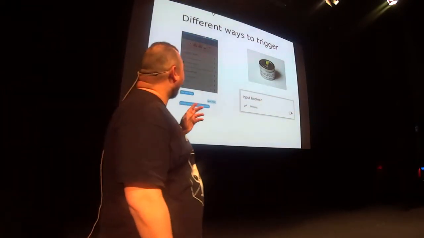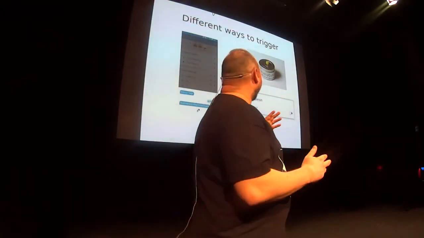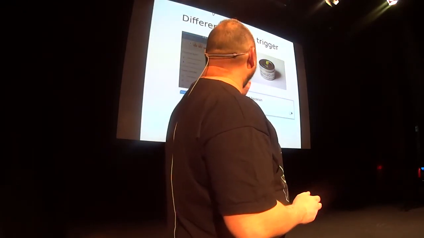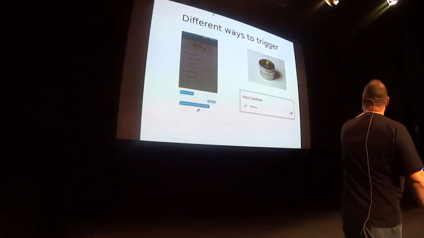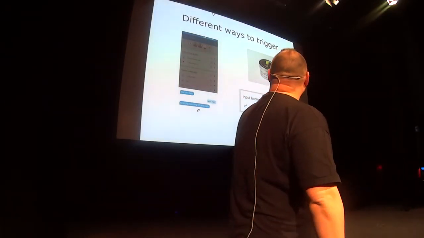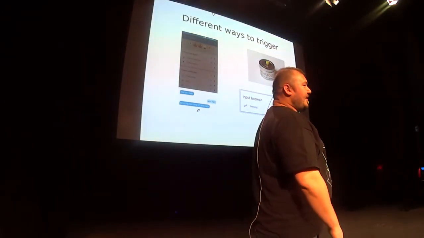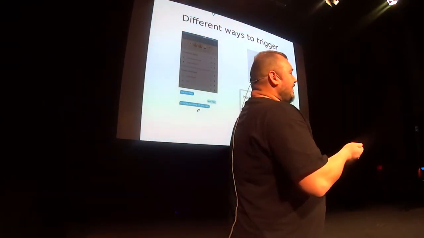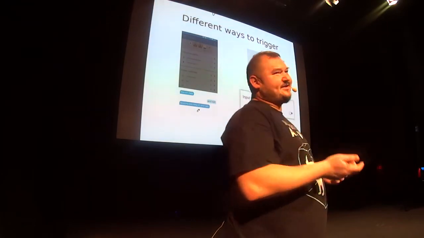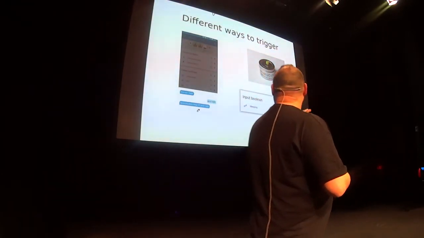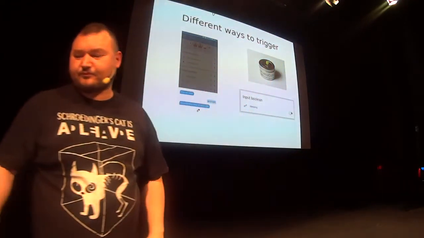So there are obviously different ways to trigger stuff. For example, I have here for triggering sleeping, I can do the button or the UI. But there's also something built in. If you're using Chrome, then you can use Google's speech to text to trigger stuff, like I did here.